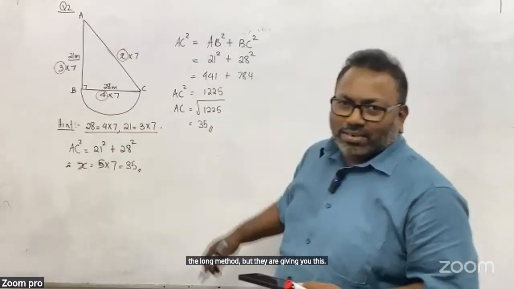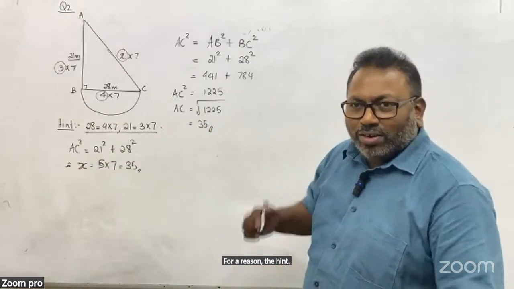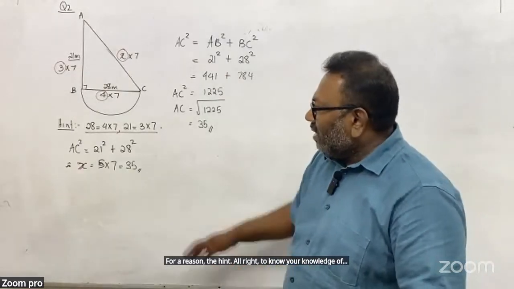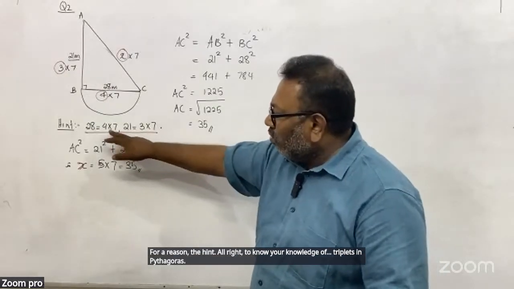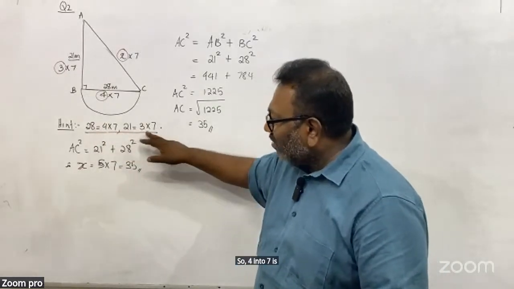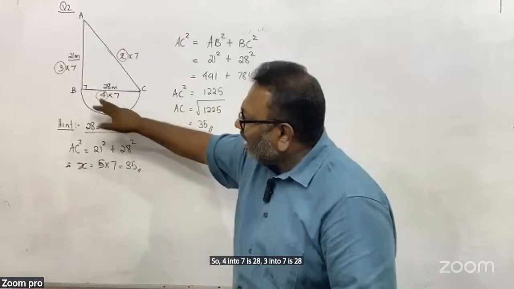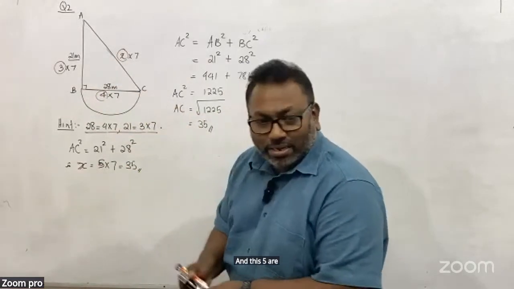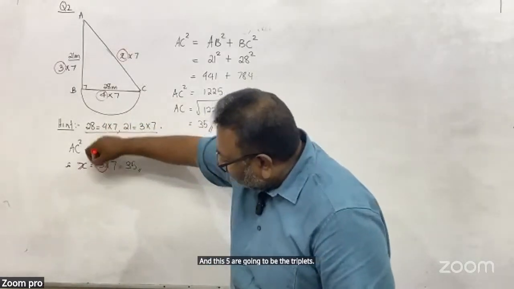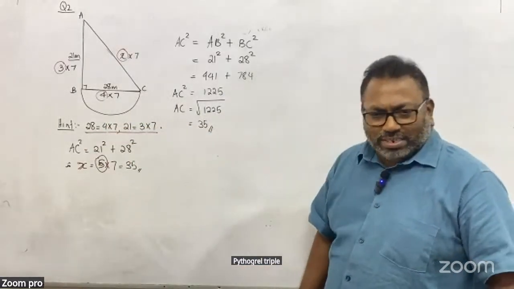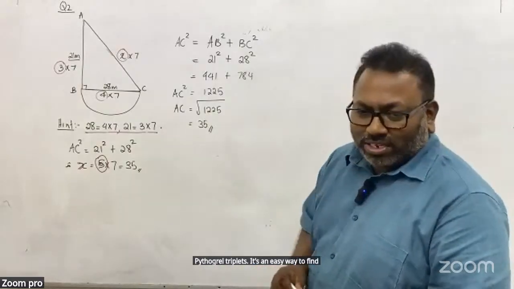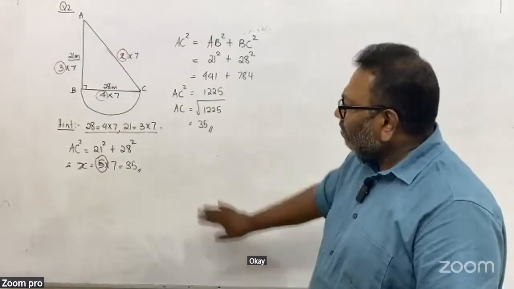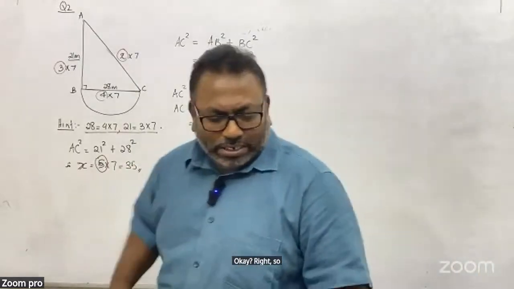for a reason, the hint, to test your knowledge of triplets in Pythagoras. So 4 into 7 is 28, 3 into 7 is 21. So 4 and 3 and this 5 are going to be the Pythagorean triplets. It's an easy way to find out the answer in a very short method. Okay? Right. So that is question number 1.